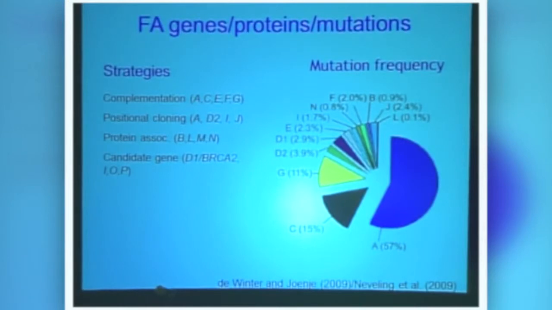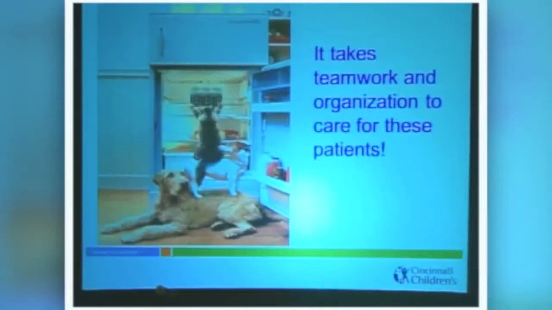But I just wanted to put it out there to show you that, if you look at the figure, the common ones are still A, C, and G, but we do have more and more new mutations being found. And on the left, you see the strategies that were utilized to identify each of these genes, and I will leave it up to Dr. Hine to explain that more in detail.